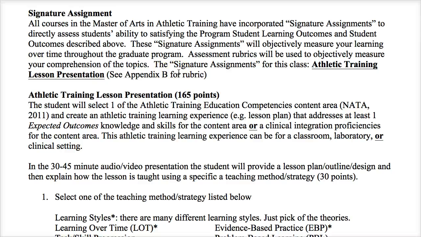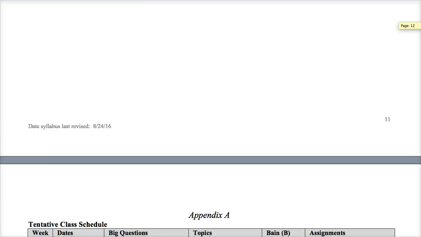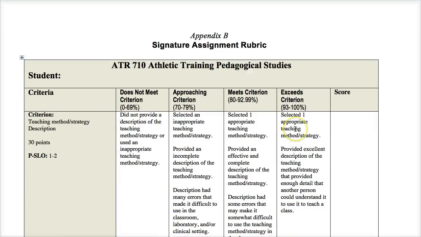In this presentation, I'm going to go over our signature assignment, which is titled Athletic Training Lesson Presentation. You'll see in the syllabus here, it says see Appendix B for rubric. A rubric is what I'll use to assess your learning. So I'm going to scroll really fast down to that rubric. Hopefully you don't get seasick. You can see it there.